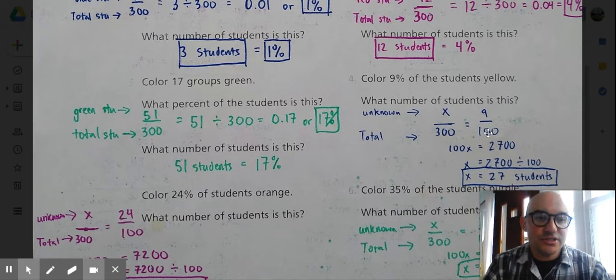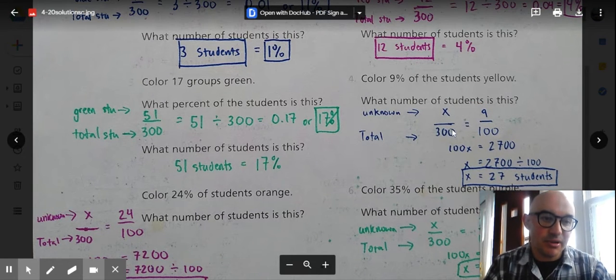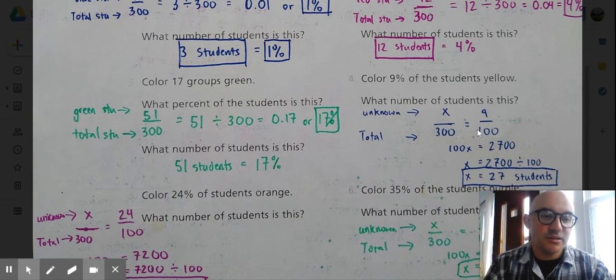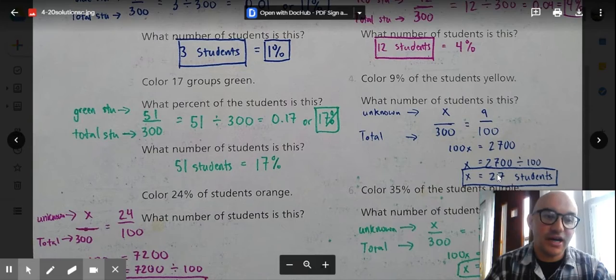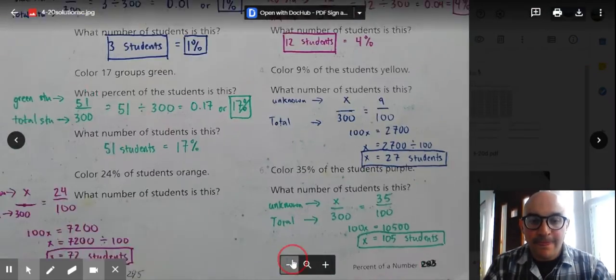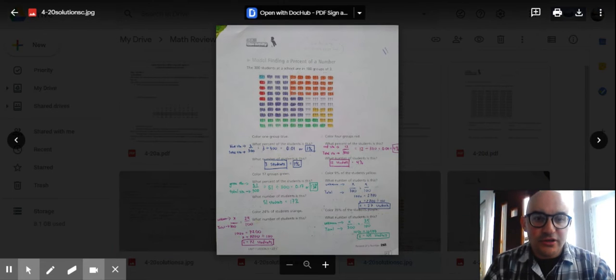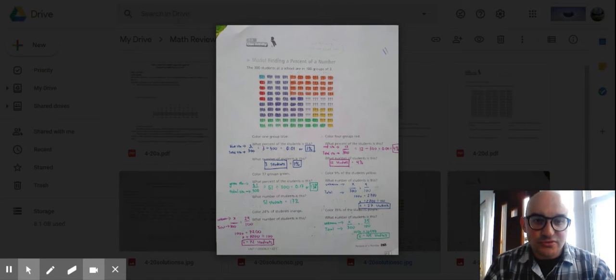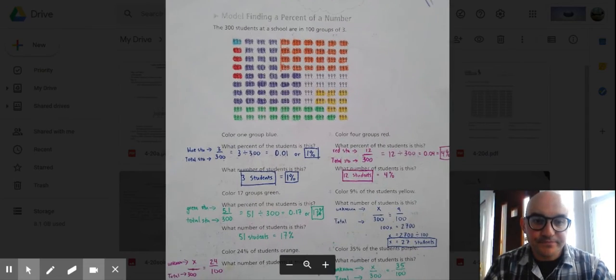9 over 100 is also known as 9%. So that's where that 9 over 100 came from. Once you've got it set up, you cross multiply, just like my mouse is making an X symbol here. That's what it should be. So 100x equals 2700. I divide and I get 27 students. And coming up here, I found that 27 students is 9 groups. And you can see my 9 groups yellow right there.